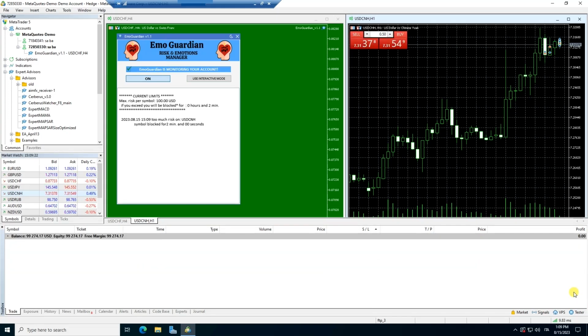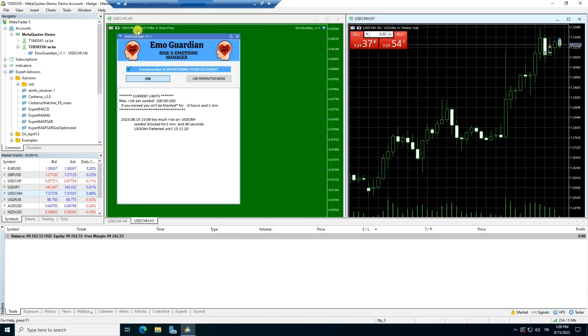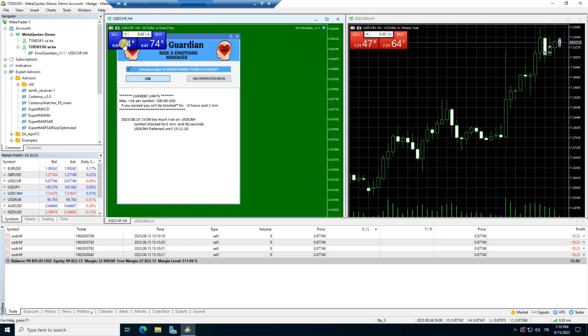You see, once I reach this 100 watermark, all positions are closed. And now this symbol is blocked for 2 minutes, right? And if I make an attempt to trade it by buying something, let's see, this position is closed. Of course, I can still trade other symbols. So this case is the Swiss franc, and of course I can also try to trigger the same on another symbol.